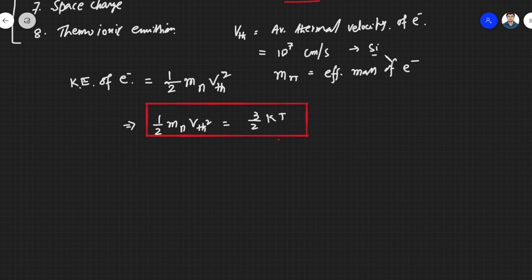And this thermal velocity changes with temperature, right? So for silicon at room temperature, around 300 Kelvin, it's 10 to the power 7 centimeter per second. It's quite fast, right? That's the thermal velocity. And then we'll define two more parameters, mean free path and mean free time. Let me describe them one by one.